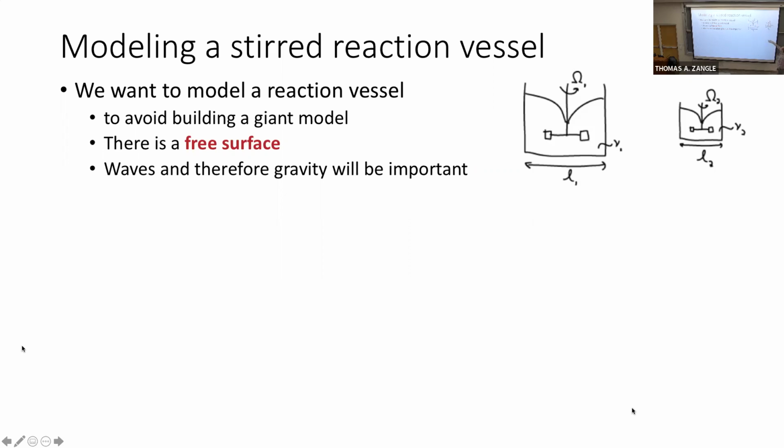In this case, we have three relevant variables that we look at. We have the rotation speed, omega. We have the length scale, let's say it's the diameter or something. And we have nu, the kinematic viscosity of the fluid. Kinematic viscosity is mu over rho. We call that the kinematic viscosity of the fluid.